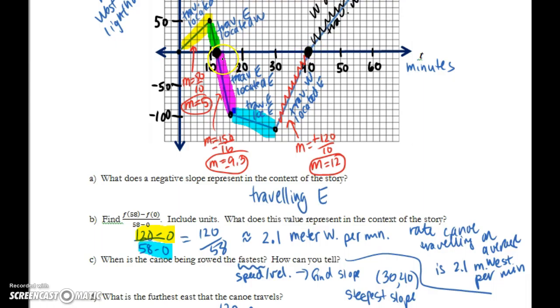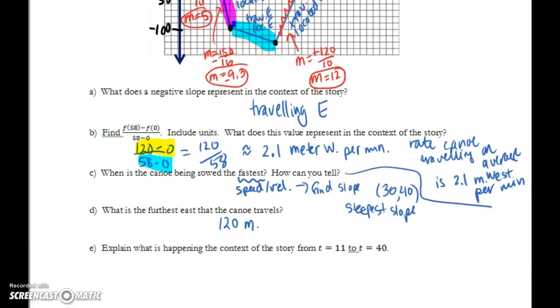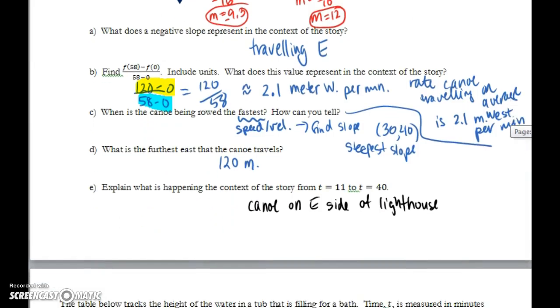And so it looks like the canoe is traveling east for a while and then traveling west, but it's always located on the east side of the lighthouse. So the canoe is on the east side of the lighthouse the entire time. And again, it's traveling both away from and towards the lighthouse, but always on the east side.